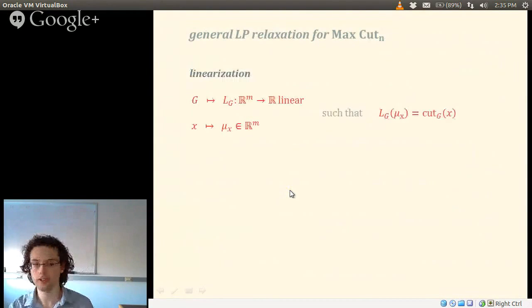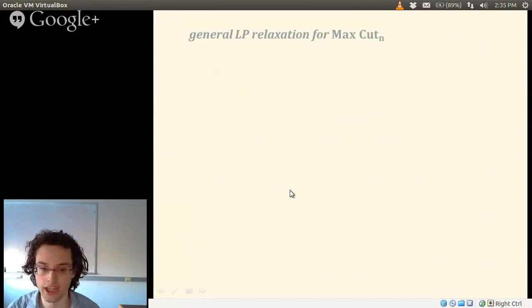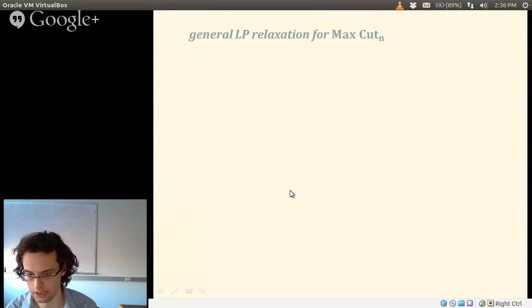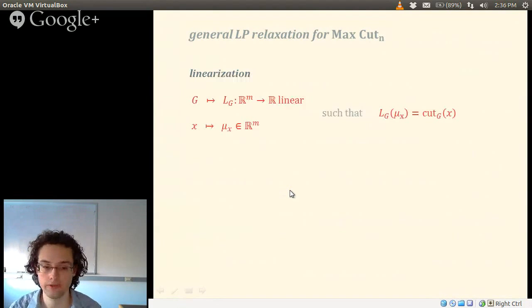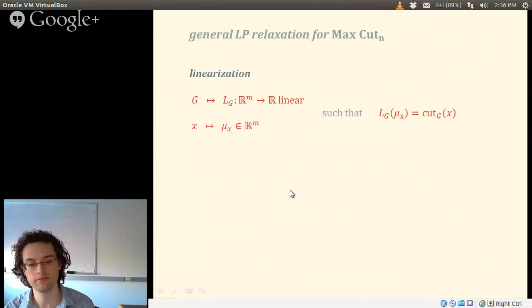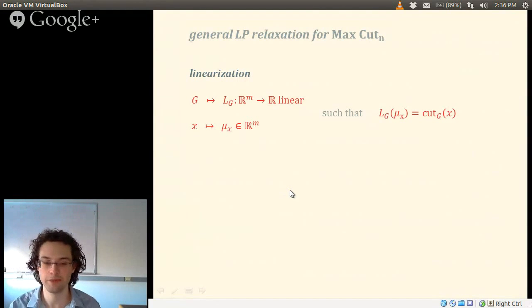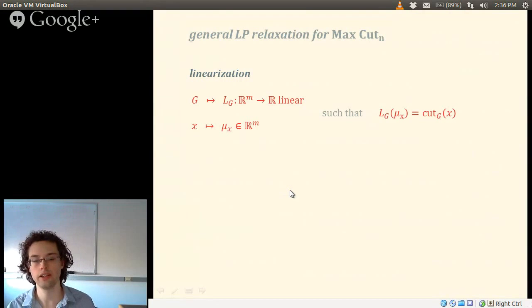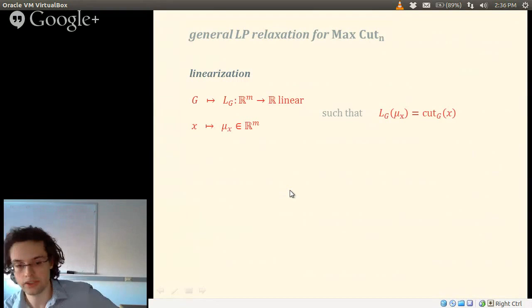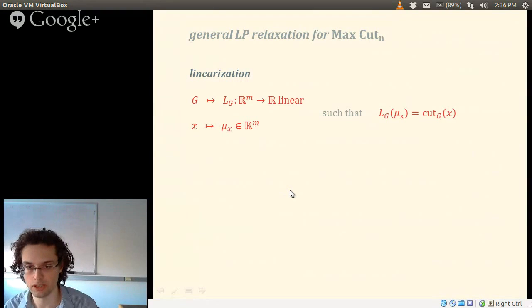Okay. So to prove lower bounds, we have to define what a general LP relaxation is, and that's what we will do now. So what is a general LP relaxation for max cut? I want to do it very abstractly. I don't want to talk about n squared dimensional vectors or something like that. I want to point out what's the crucial part.